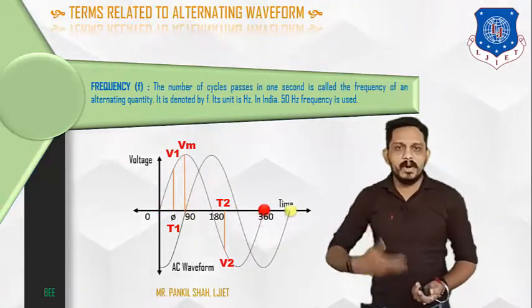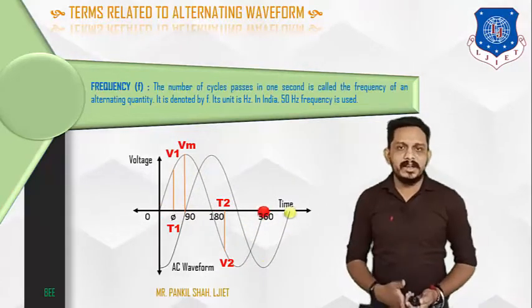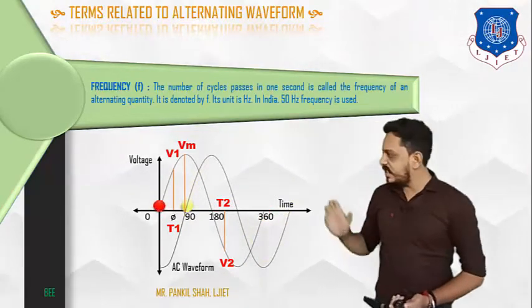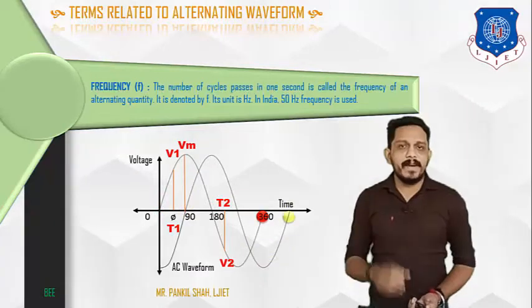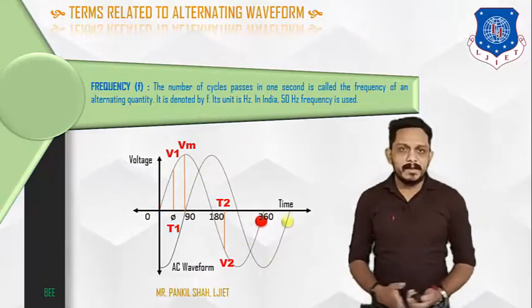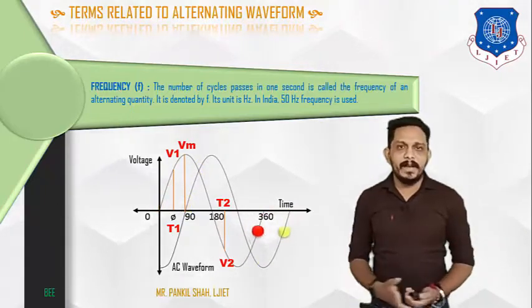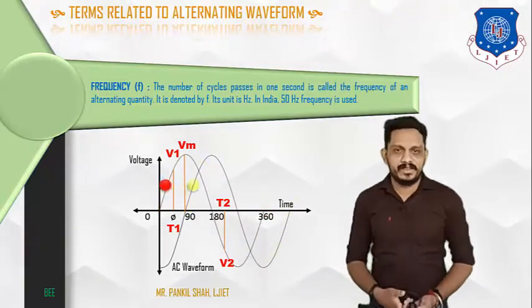Or you can say the number of cycles generated in 1 second is known as the frequency. Frequency is denoted by F and its unit is hertz. For example, in India, we have heard many times that our instruments and every application have a frequency of 50 hertz.